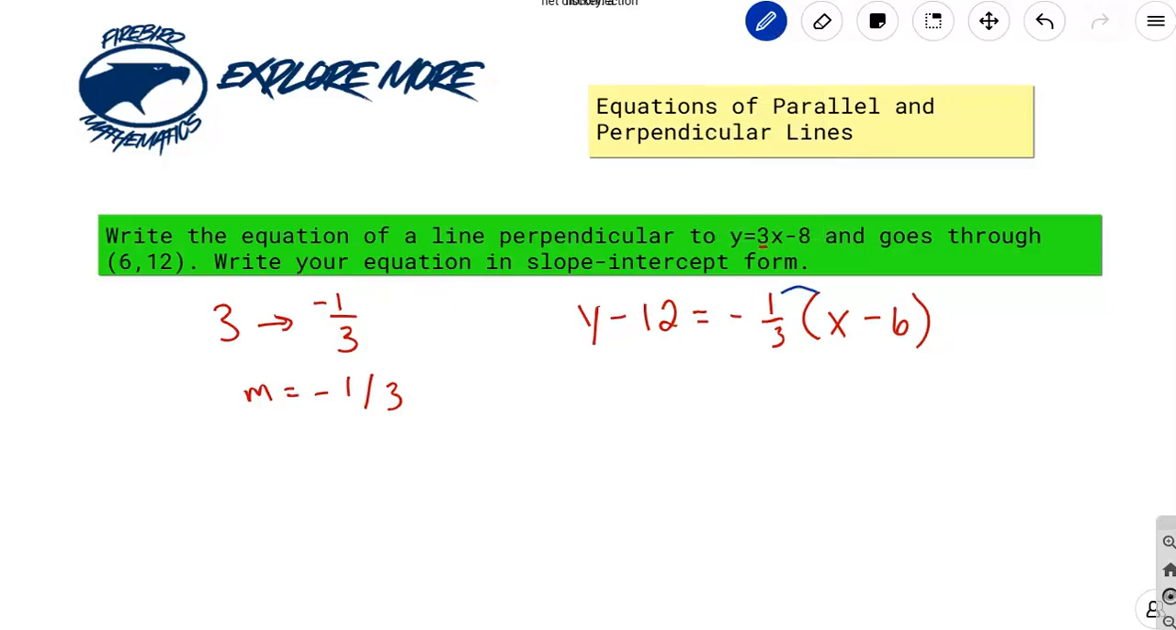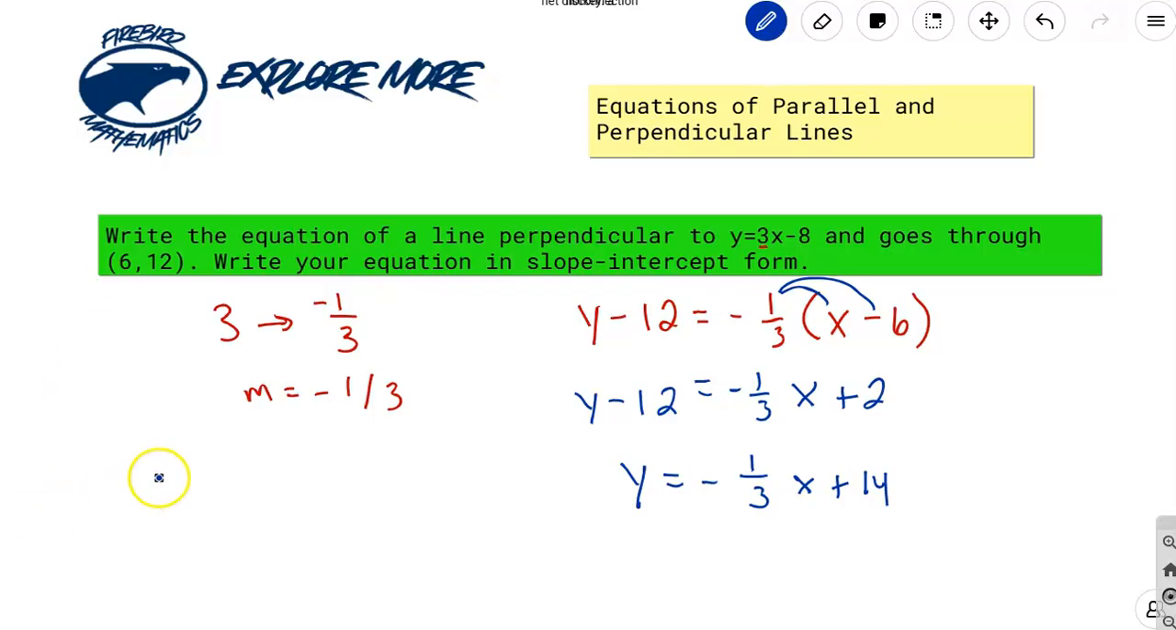So now we would have to distribute like we did on the last example. So it would be negative 1/3 x, and then negative 1/3 times negative 6 would be a positive 2, and then we still have our y minus 12. Slope-intercept form has y by itself, so we would add 12 to both sides. So it would be y equals negative 1/3 x plus 14.